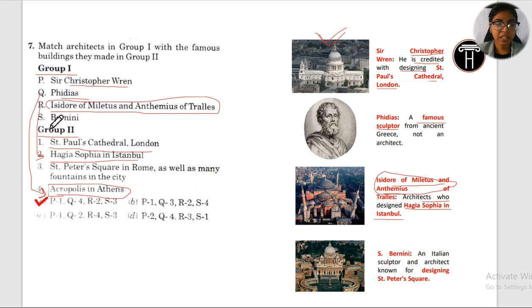Next we have Bernini. So he was involved with St. Peter's Square in Rome as well as many fountains in the city. So this is St. Peter's Square. So who was Bernini? He was an Italian sculptor and architect, and he is well known and famous for designing St. Peter's Square. This is St. Peter's Square. So option number A will be our correct answer.